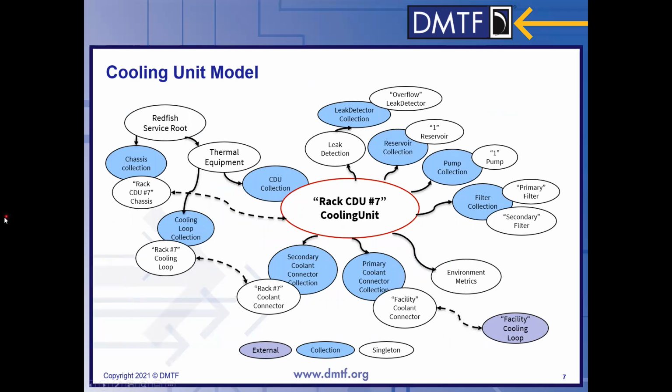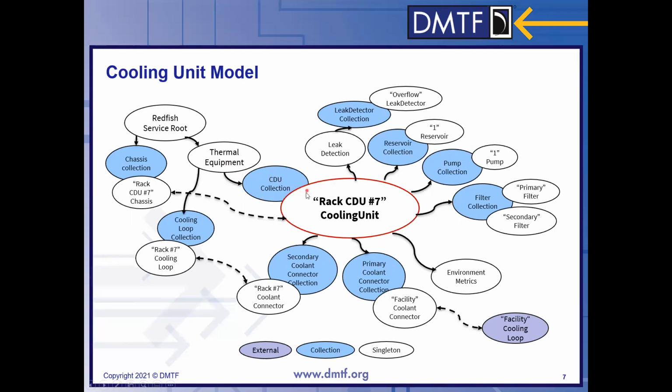So this bubble diagram looks a little daunting, but we probably could put one more arrow on here that would have shown that it's not as bad as it looks. Starting up in the upper left corner there, the Redfish service root. This is the /redfish/v1. This is where all Redfish discovery operations start. And under there, the thermal equipment. This is the new resource that's effectively the jump point for any type of equipment in this category. And as I said before, underneath that there's a collection of cooling units, specifically for cooling distribution units. So there's that collection.